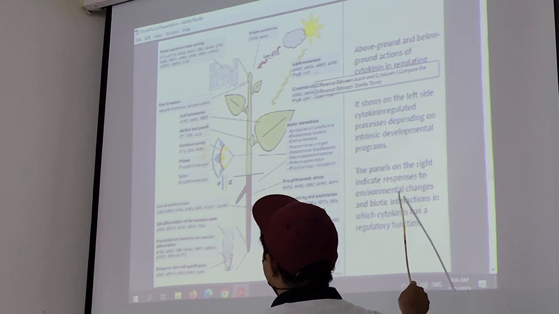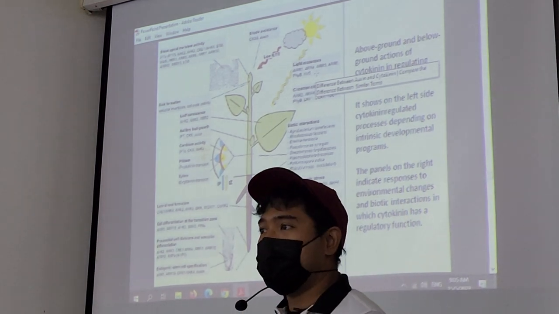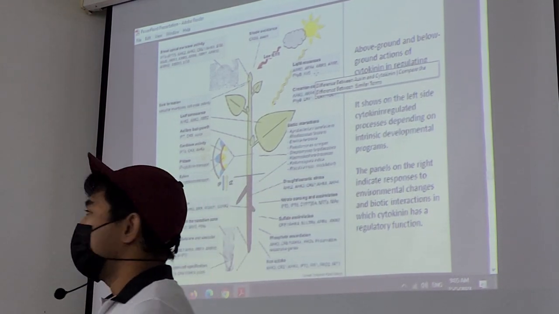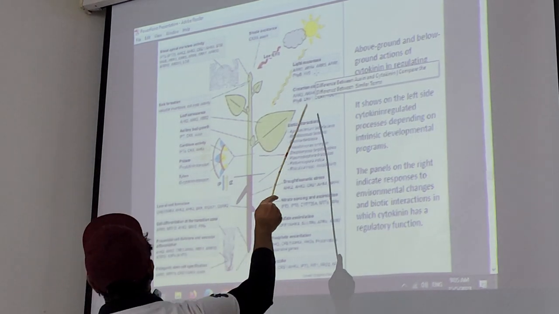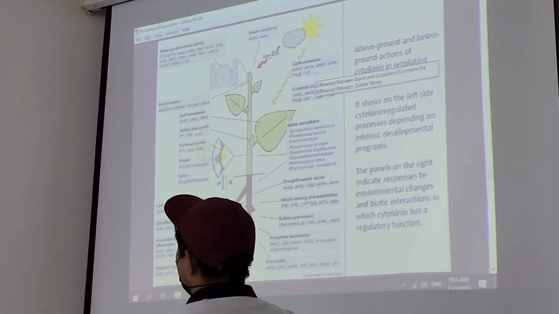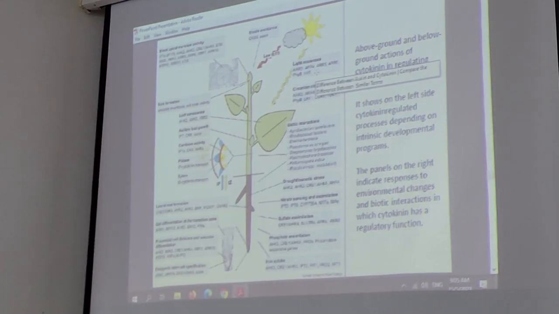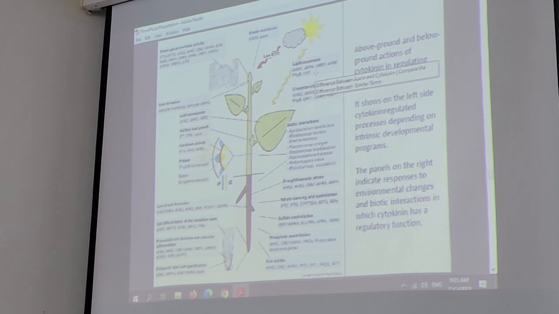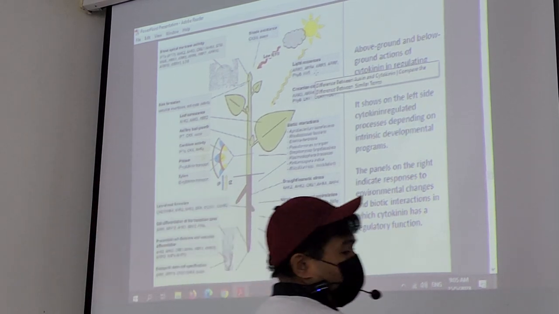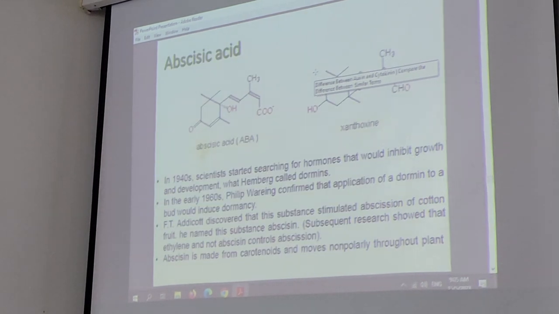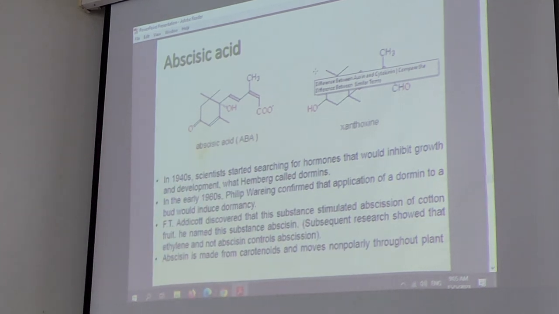Okay, and cytokinin also has a response to environmental changes. This is what you learned 2 weeks ago in the special lecture, the abiotic stresses. So when something happens, for example, too much light or so much drought, some hormones can actually get triggered and be produced to cause various events in the plants. Okay. All right. Let's see. Yeah. So that's all for cytokinin.